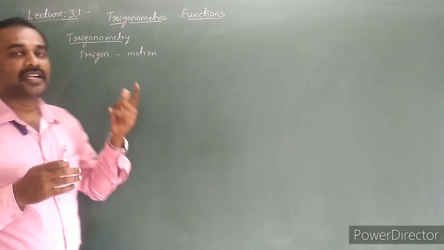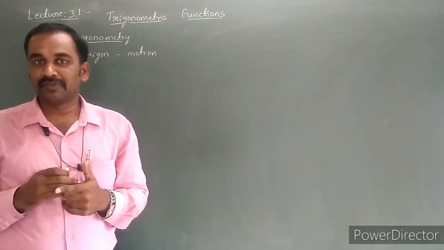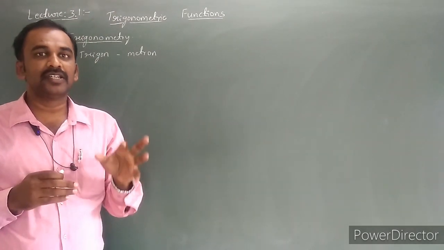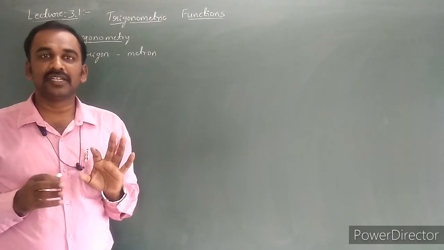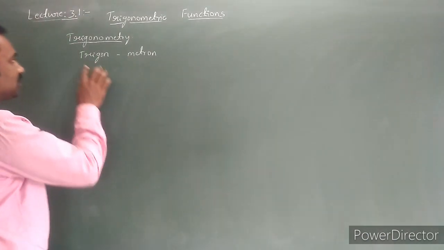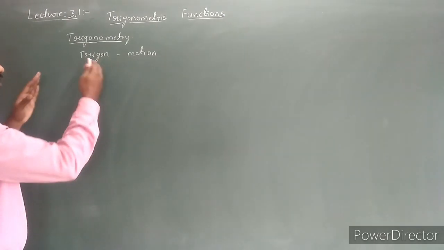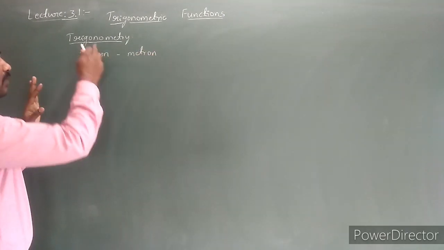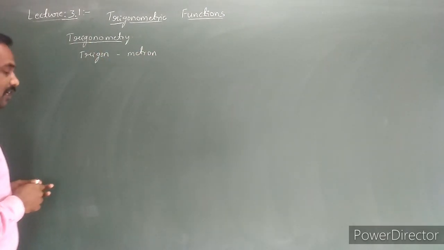Trigonometry is the branch of mathematics which mainly deals with the study of the angles of the triangle and the sides. So it is trigonum and metron. It is a Greek word, trigonometry.